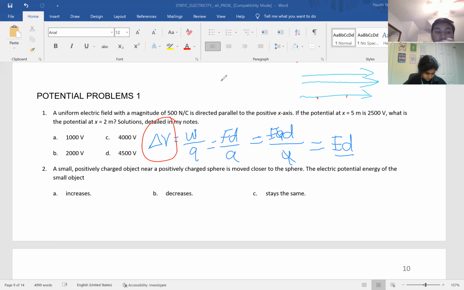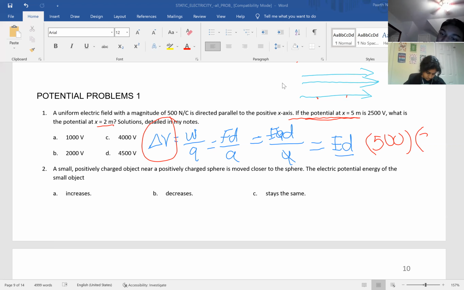So I know that the magnitude of the electric field is 500 newtons per coulomb, times the change in distance, which is 5 meters minus 2 meters, which is 3 meters, right? So then the change in V is 1500 volts.